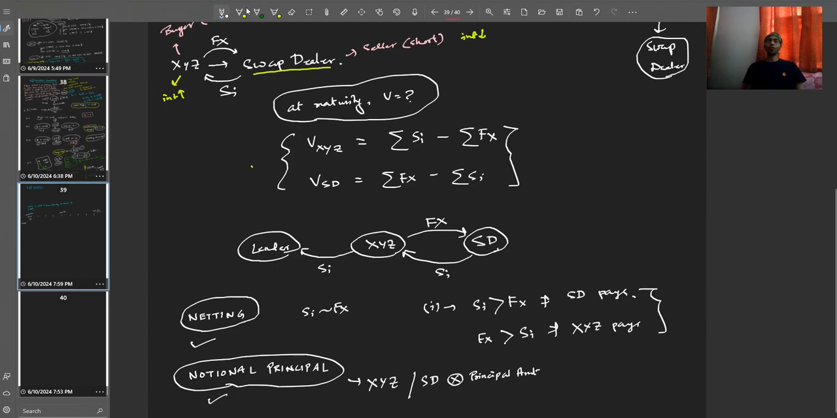Now friends, we'll move to the next category of derivatives, which is contingent claims. And the primary kind of contingent claim is an option. We will try to understand what is an option next.